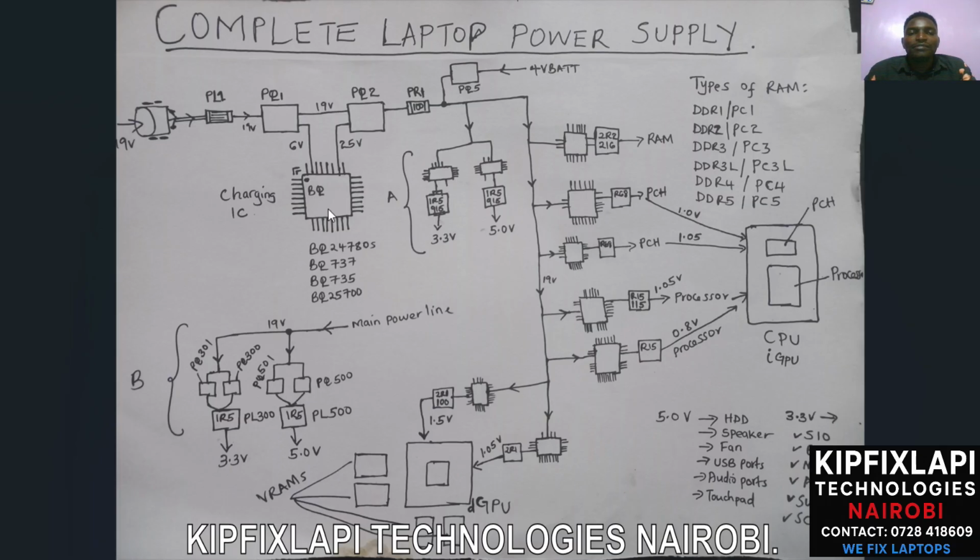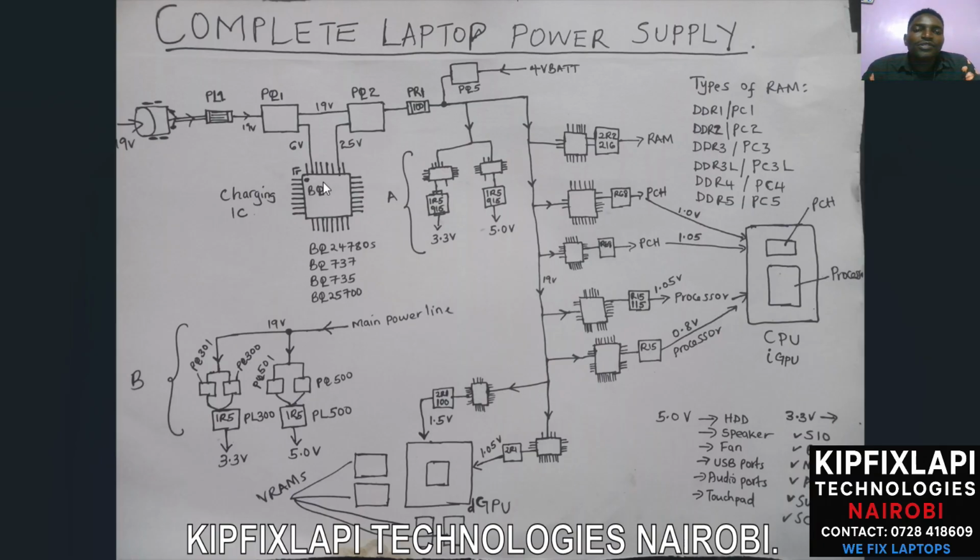is this IC here called the BQ. The BQ is the charging IC, and we have several of them. The reason we call it BQ is because you have several BQ numbers. For example, here I just put down a few: BQ24780S, BQ737, BQ735, BQ736, BQ25700, and so on. So we have several of them. That's why I decided to just use BQ to represent that charging IC.